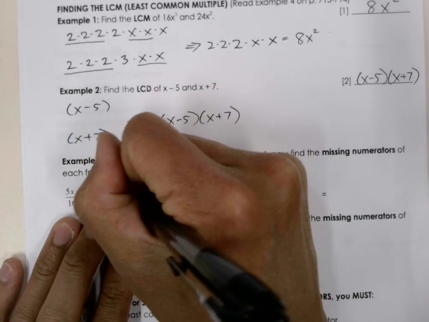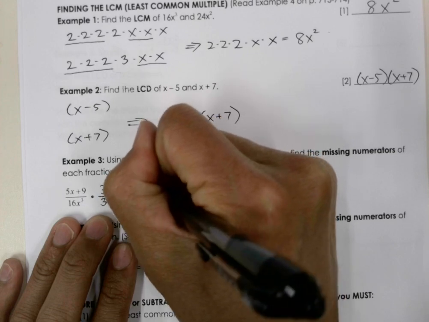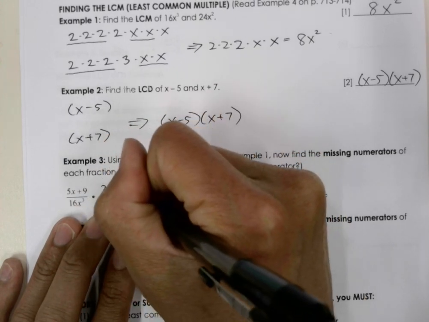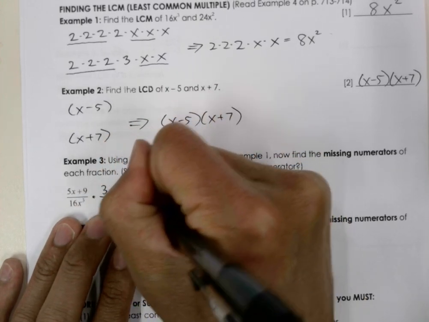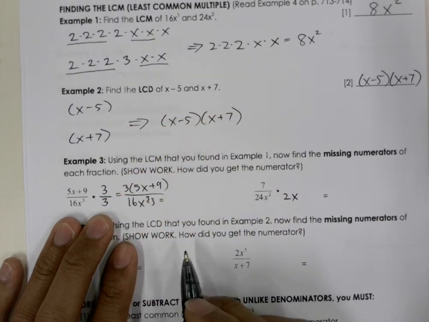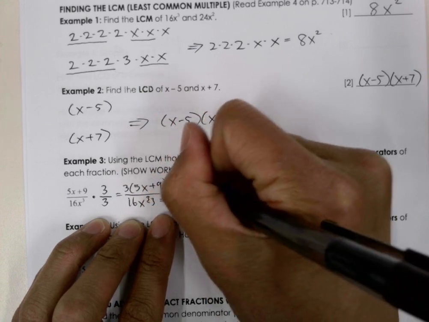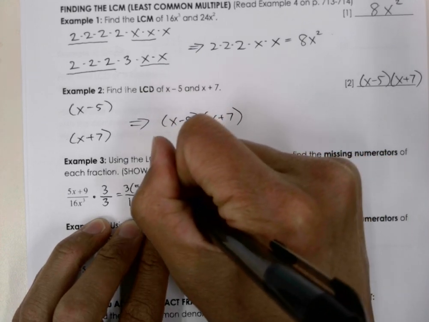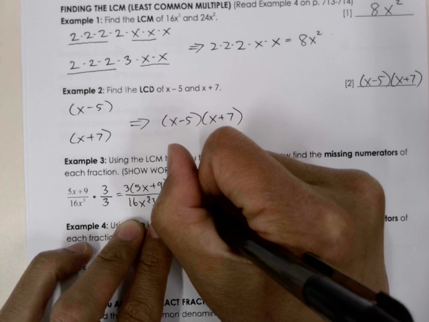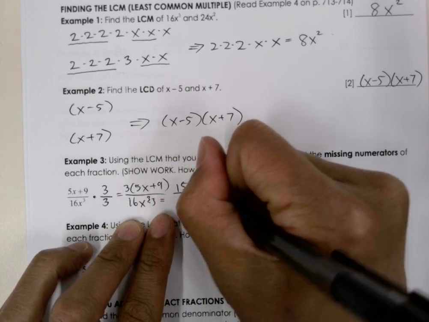We're going to get 3 times 5x plus 9 over 16x to the 3 times 3. Okay. We'll go ahead and do the math, and we'll distribute in the numerator. We got 15x plus 27 over 48x to the 3.